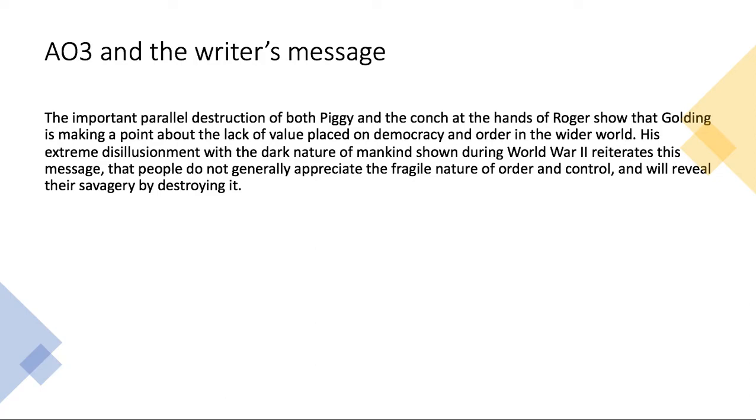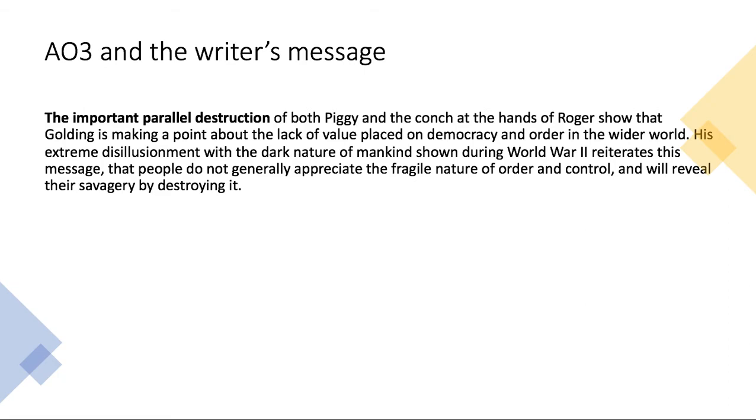So here you can see that it links firstly to the second bullet point in the question about what Golding is saying about people and society, and it also links to his message and to the fact that he was traumatised by what he witnessed during World War II, fully explaining your assessment objective 3. I think it's also really important to have a slight feeling of evaluation to your paragraphs. So here it's suggesting why this point is important. The important parallel destruction is an evaluation of why the conch is being used.